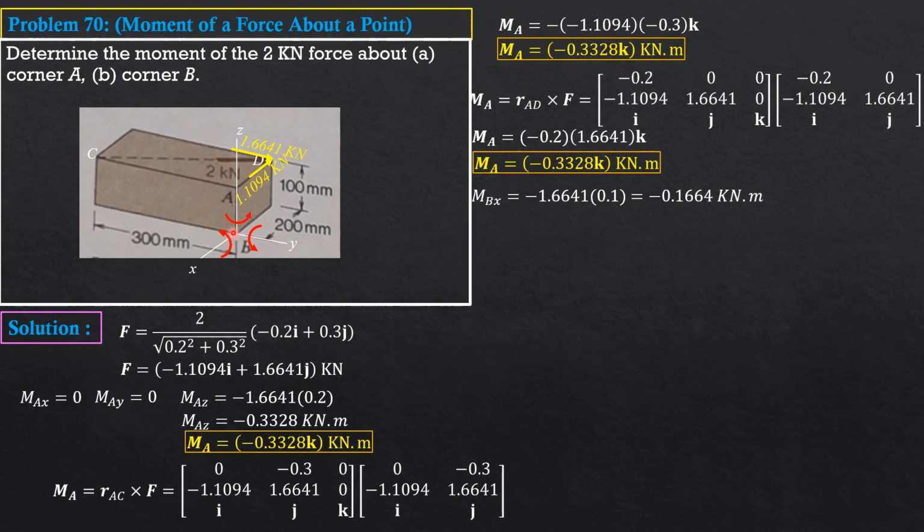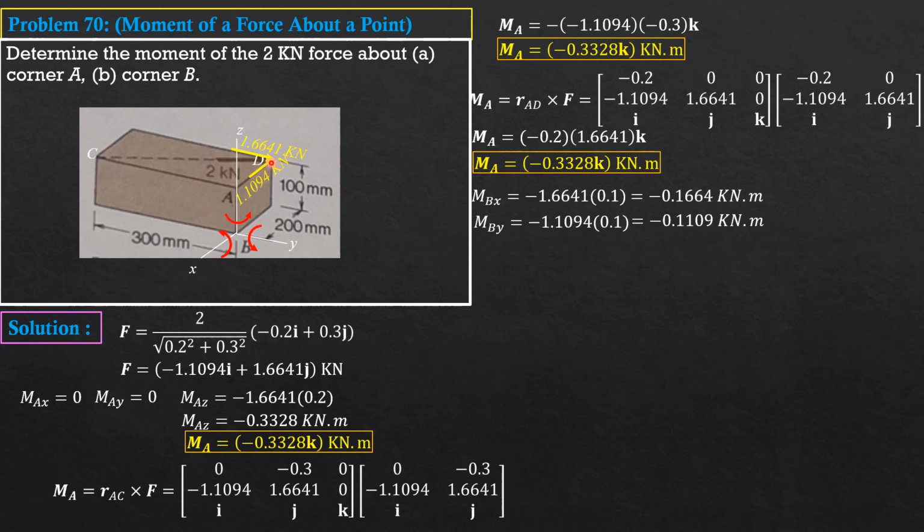MBY, about here, 1.6641 is parallel, so no moment. Only 1.1094 has moment, but its moment is opposing this positive direction by right thumb rule, so it is also negative. Negative 1.1094 times 0.1 moment arm, so negative 1.1094 times 0.1 is negative 0.1109 kilonewton meter. Then MBZ, this is the positive direction.